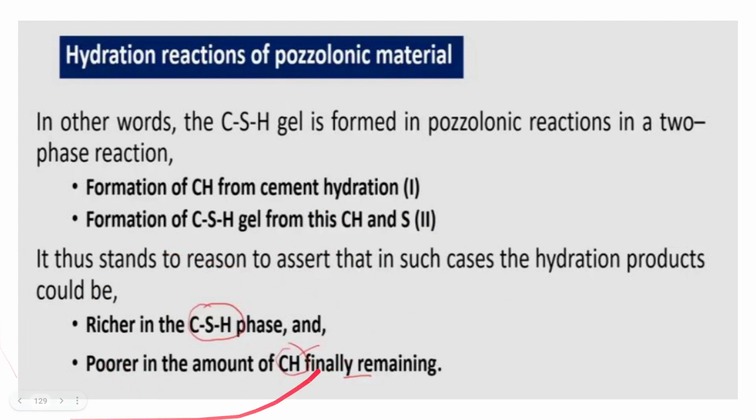And this is a good thing because the main binding property as well as the strength comes from the calcium silicate hydrate gel, not from the CH. So the lesser the CH value, the better the binding property as well as the strength.